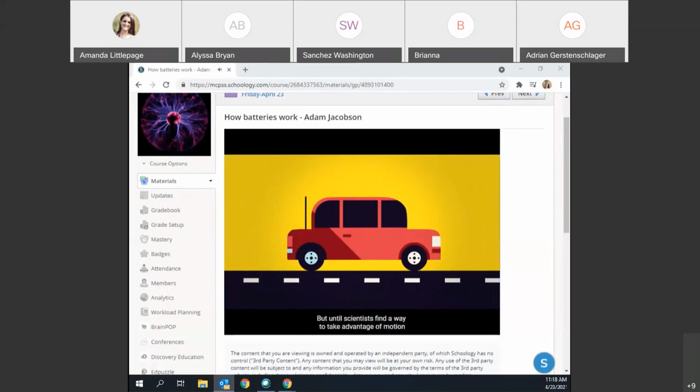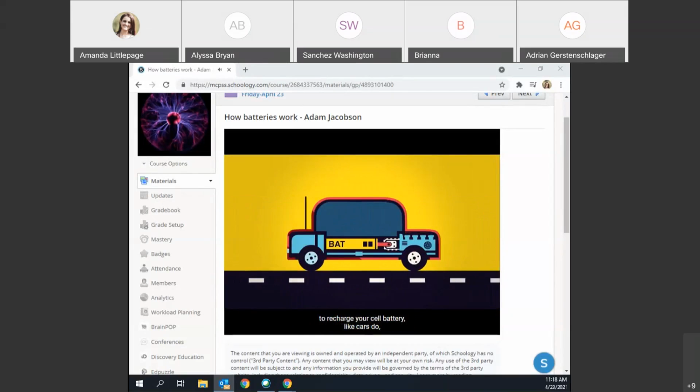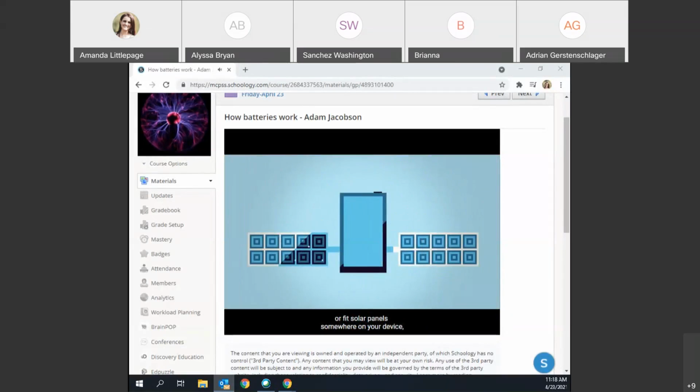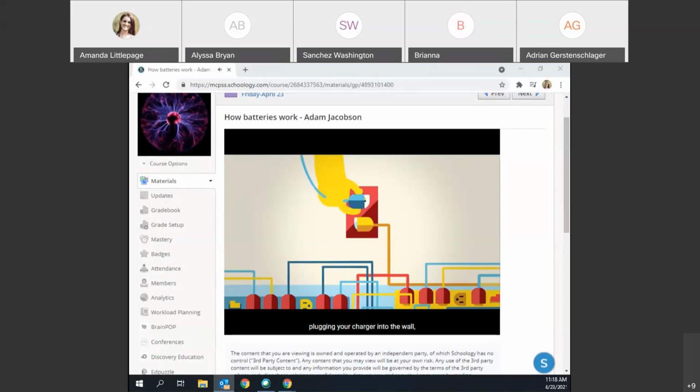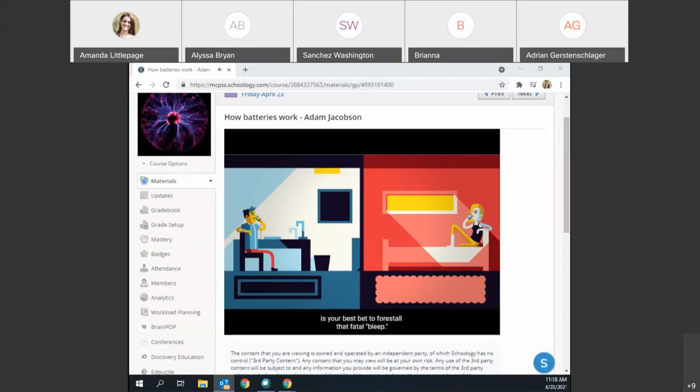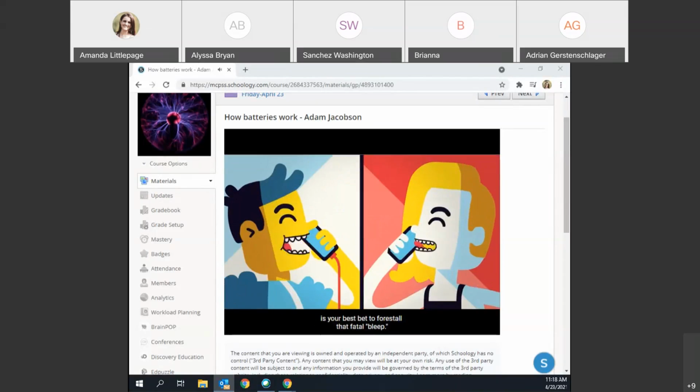But until scientists find a way to take advantage of motion to recharge your cell battery, like cars do, or fit solar panels somewhere on your device, plugging your charger into the wall, rather than expending one battery to charge another, is your best bet to forestall that fatal bleep.